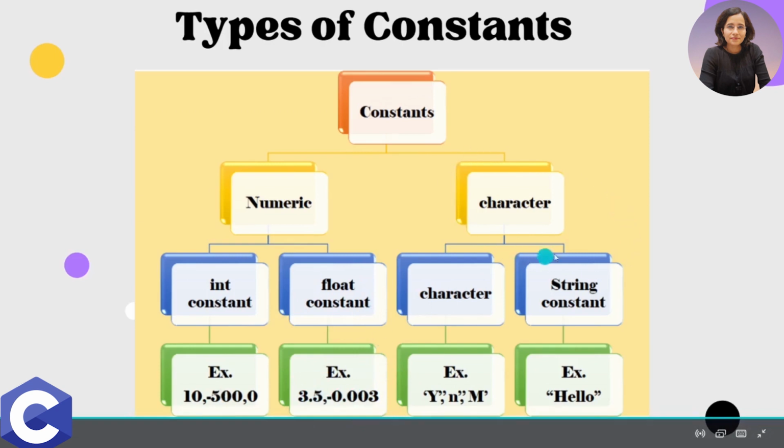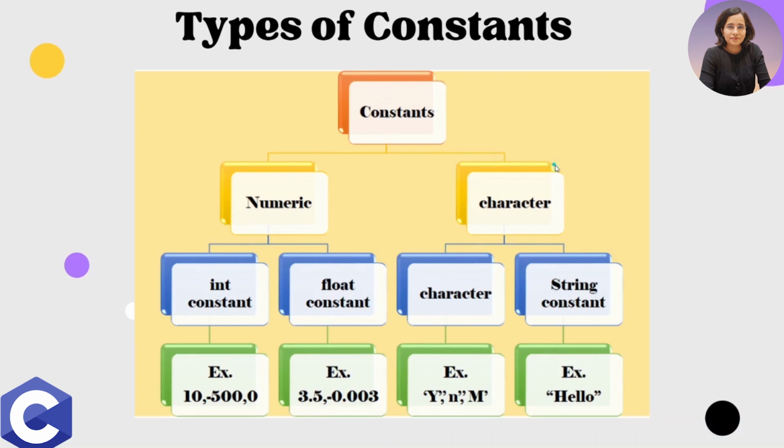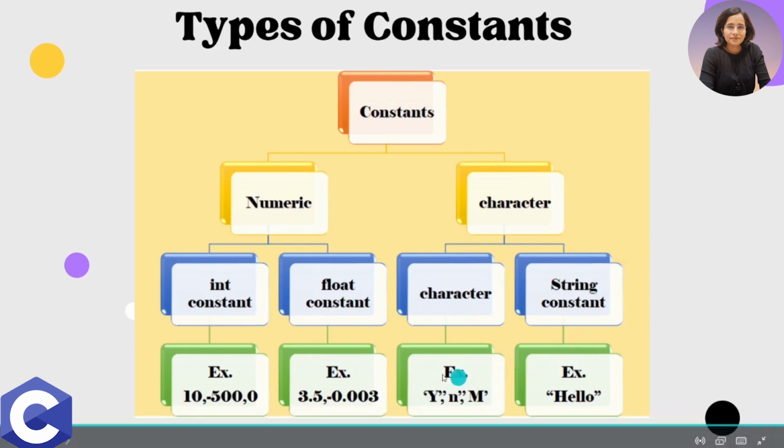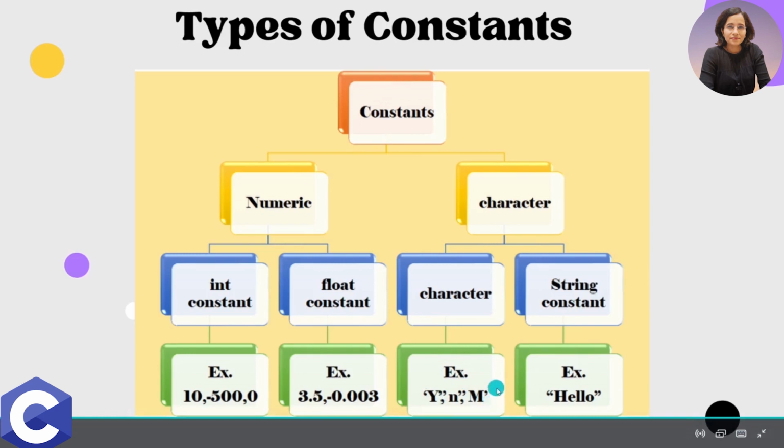And let's come to the category of character. Character can store a single character as well as string. So what is single character? Single character consists of single letter and we should enclose it in a single quote, and string is a set of characters we should enclose in a double quote.